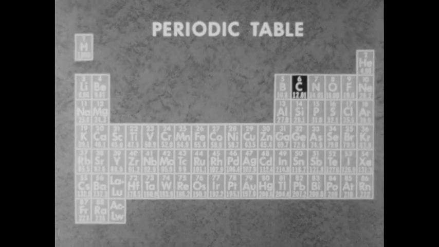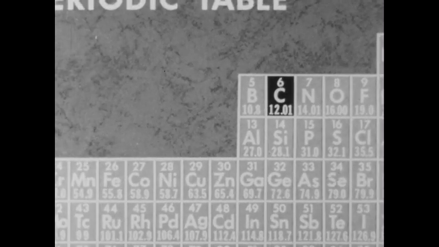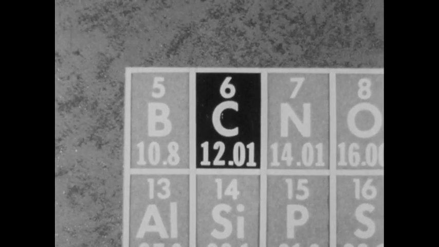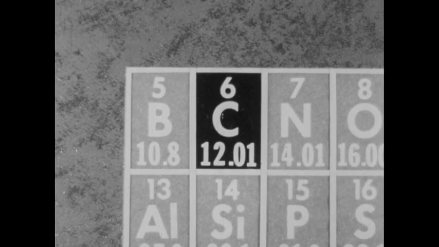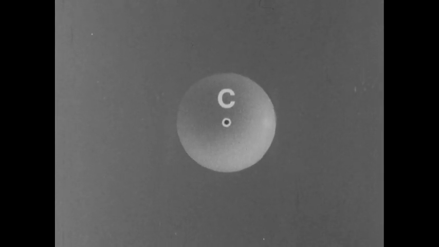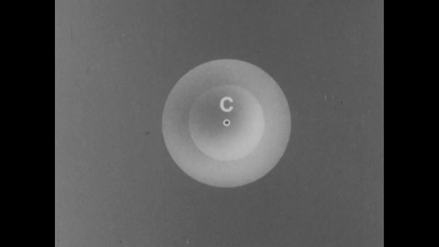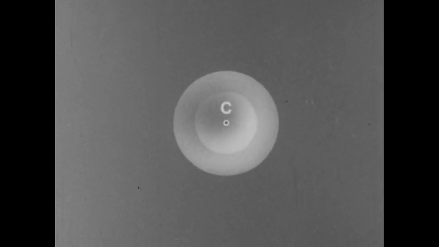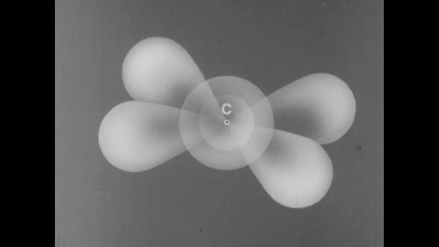Carbon is element number 6 in the periodic table. Let's think of the carbon atom in terms of an atomic orbital model. The carbon nucleus is surrounded with 6 electrons in different energy levels, or orbitals. 2 are in the 1s orbital, 2 are in the 2s orbital, and the others are in 2 of the 2p orbitals.